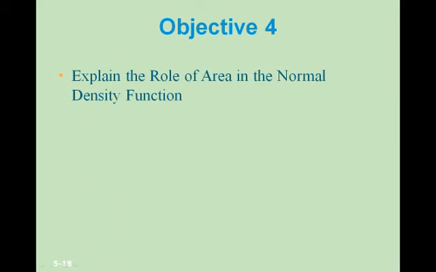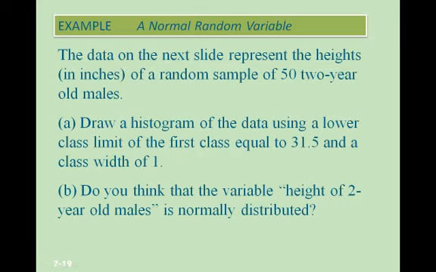Objective 4. We want to explain the role of area in the normal density function. So let's look at an example. The data on the next slide represent the heights in inches of a random sample of 52-year-old males. First, we want to draw a histogram of the data using a lower class limit of the first class equal to 31.5 and a class width of 1. And then we'll look to see if the variable height of 52-year-old males is normally distributed or not.